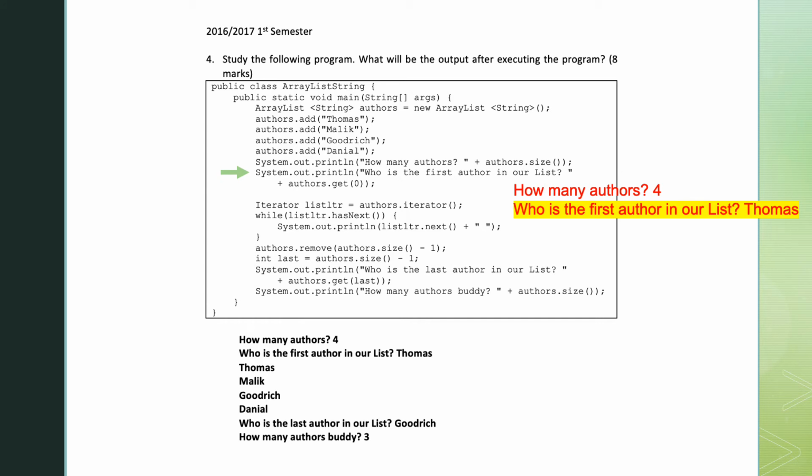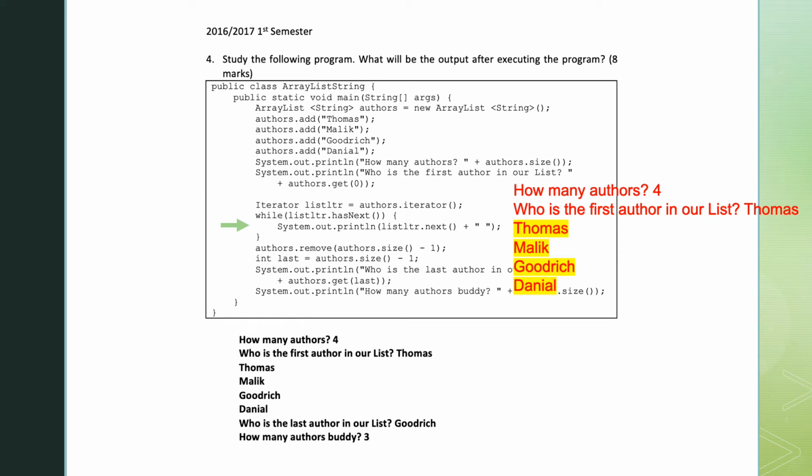The next line we have another system.out.println. It will display who is the first author in our list. And then we are using the get method at index 0 to get the name of the author. So the output would be who is the first author in our list? Thomas.